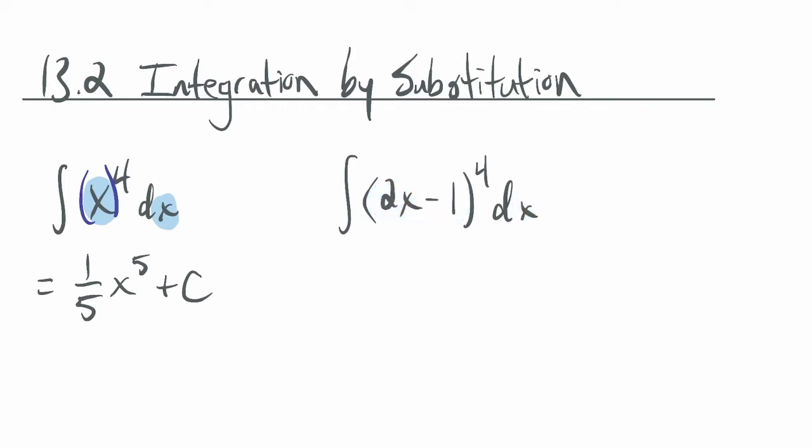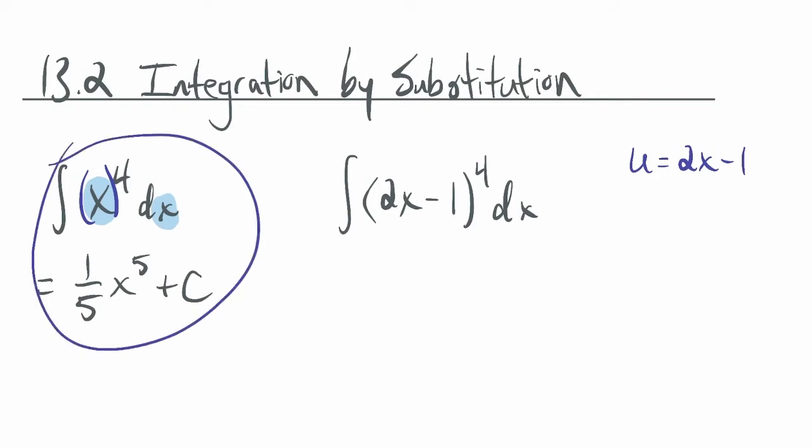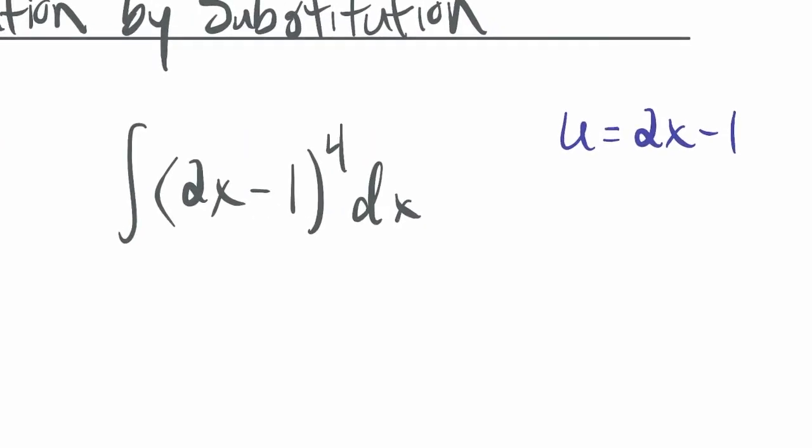I'm going to identify the inside with another variable. I'm going to say that u equals 2x minus 1. Okay, and I'm going to utilize this identification to get something that looks more like this simpler problem. So we're going to do something that we haven't done before. It might seem a little weird. In the first example, I'm just going to show how to do it, and then we'll talk a little bit about what's going on after we just show doing it.